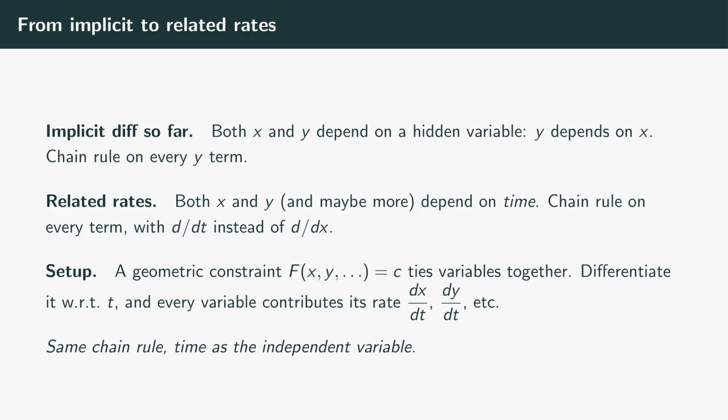Every x picks up a derivative of x with respect to t. Every y picks up a derivative of y with respect to t. Every v picks up a derivative of v with respect to t. Mechanically, related rates is implicit differentiation with t as the independent variable. Conceptually, it's the chain rule that tells you how connected quantities respond when one of them moves. Let's see two examples. The classic.